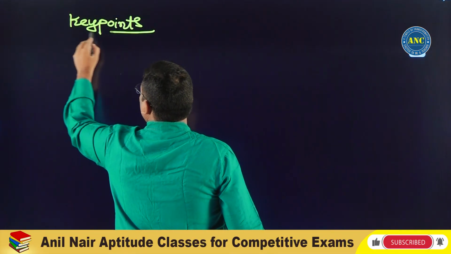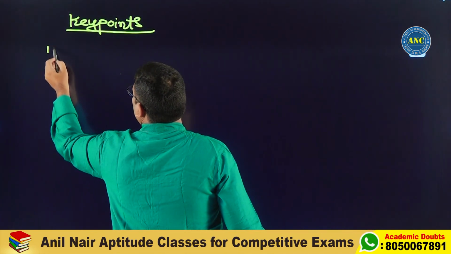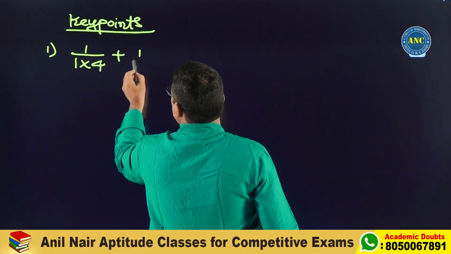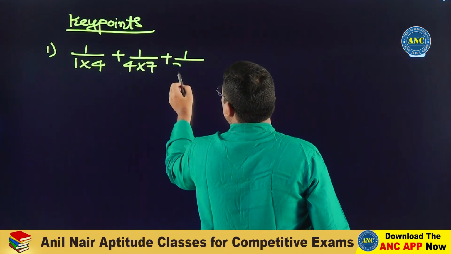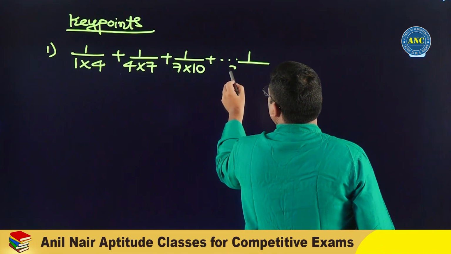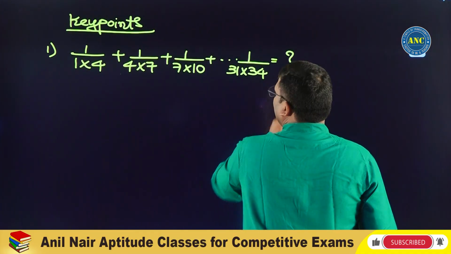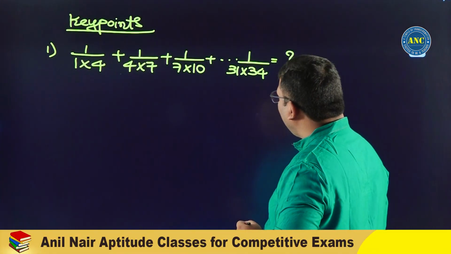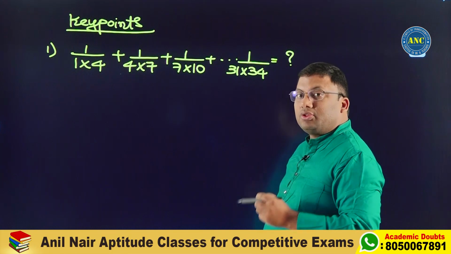First question. Write it down: 1 by 1 into 4 plus 1 by 4 into 7 plus 1 by 7 into 10 and so on, up to 1 by 31 into 34.